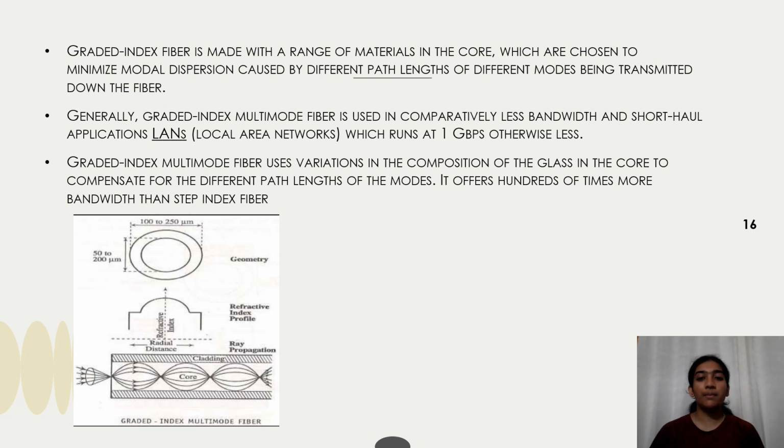Generally, they are used in comparatively lower bandwidth requirements and short haul applications like local area networks, which run at 1 Gbps, or otherwise less. They use variations in the composition of the glass in the core to compensate for the different path lengths of the modes. It offers hundreds of times more bandwidth than step index fiber, up to about 4 gigahertz per kilometer maybe. Graded index multimode fiber is primarily used for LANs, fiber to the desk, CCTV, and other security systems also.